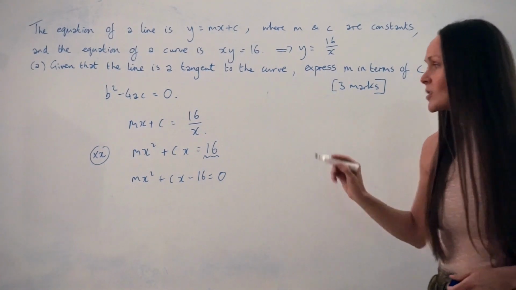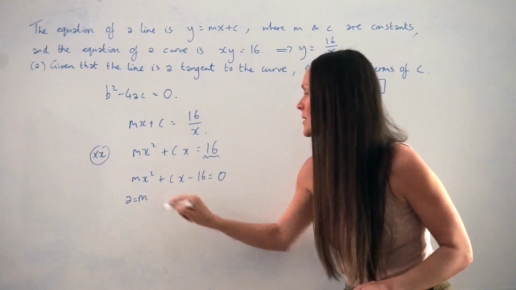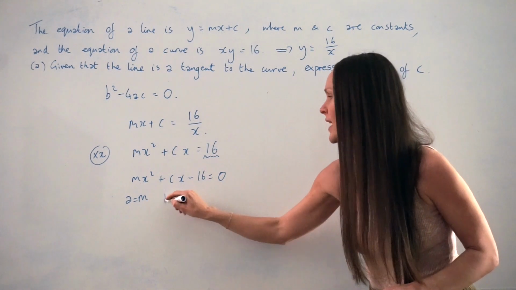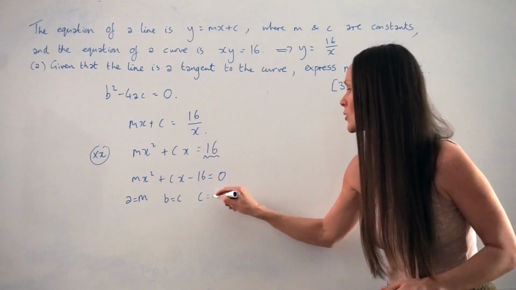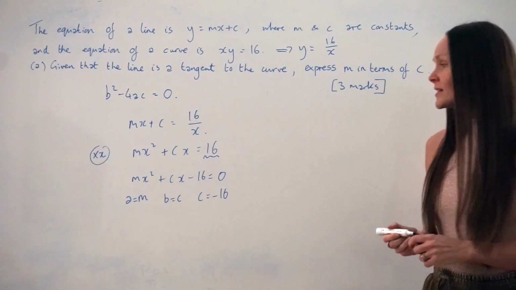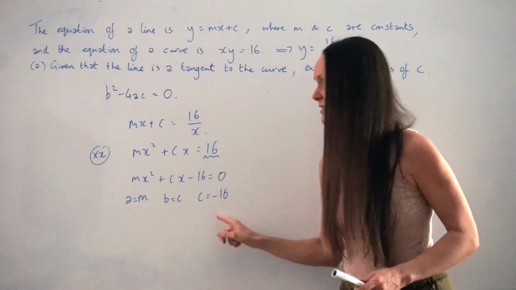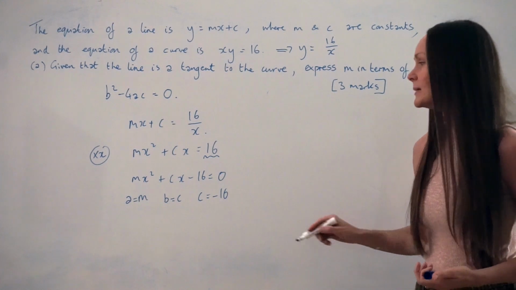So a is always the coefficient of x squared, so a is equal to m. b is always the coefficient of x, so b is equal to c. And c is always the constant, the part without the x, so here it's negative 16. So now, with our values of a, b, and c, we can work out the discriminant. So b squared minus 4ac.